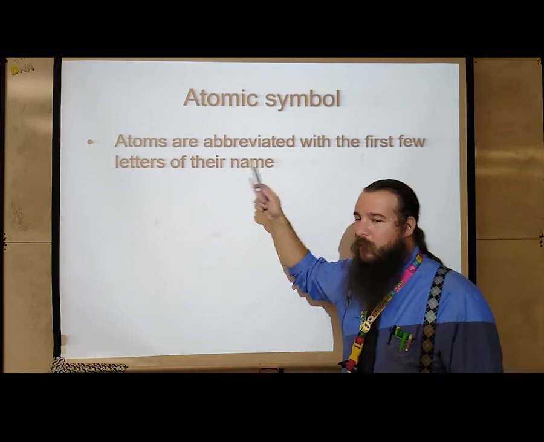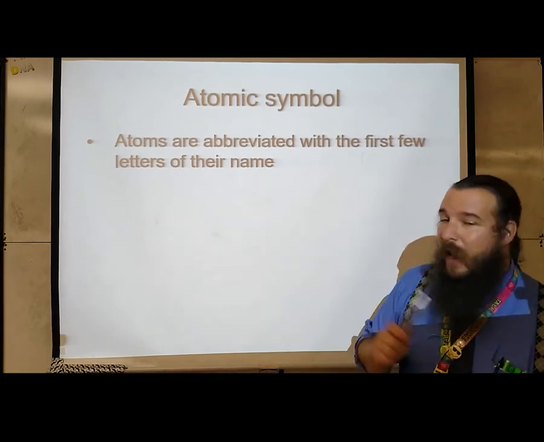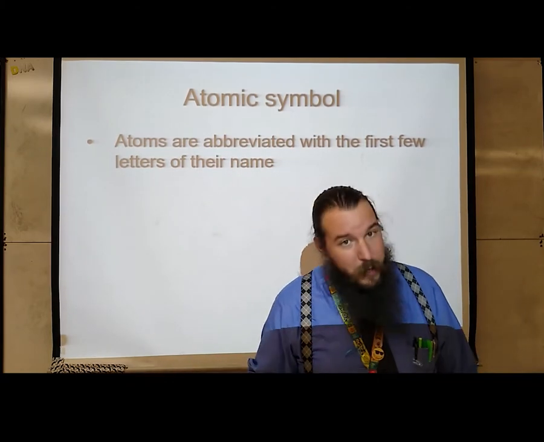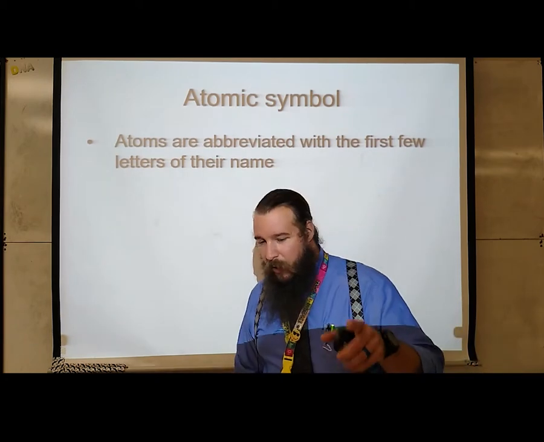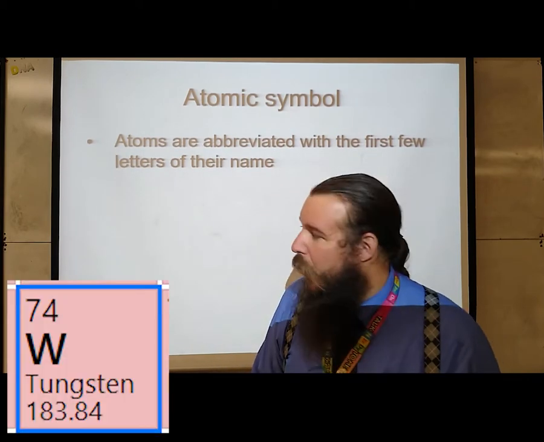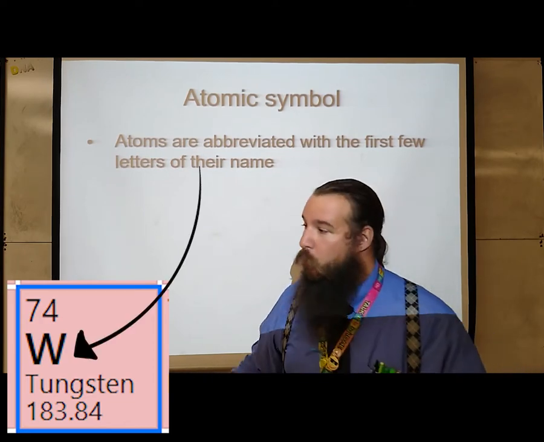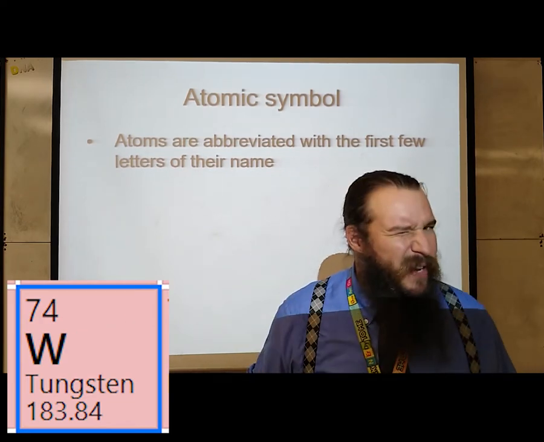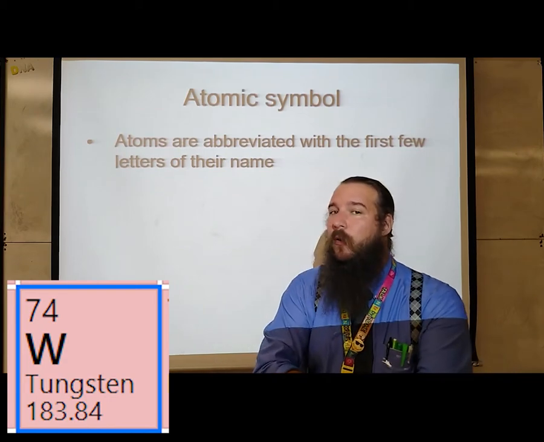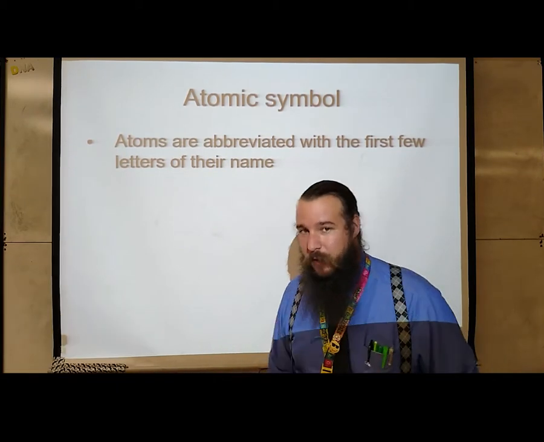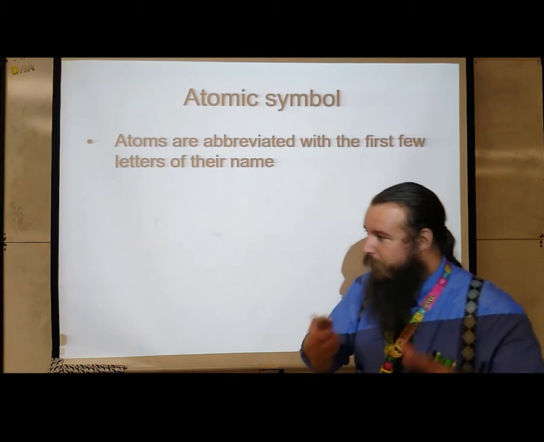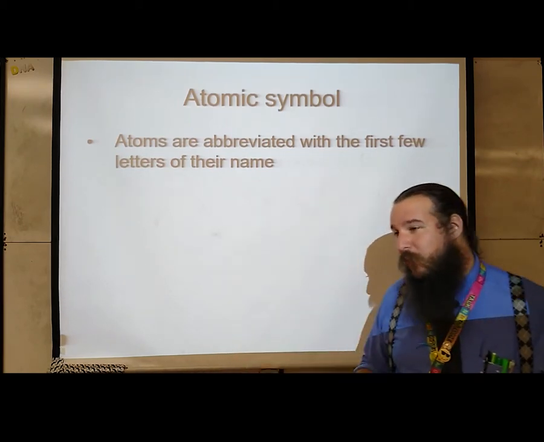We abbreviate atoms with the first few letters of their name. Every atom on the periodic table is abbreviated by the first few letters of its name. I know. You're looking at tungsten, you're like, tungsten doesn't start with a W, does it? Well, the name's not always in English, all right? That's Wolfram, which is the German name of tungsten. So it's still technically the first few letters, just not always the first few letters in English.